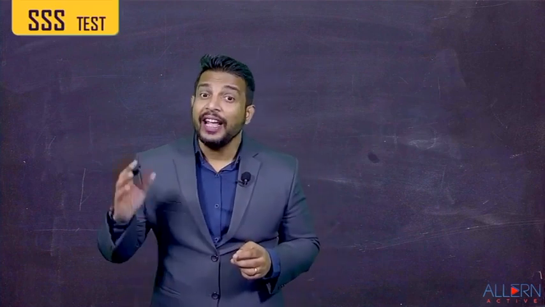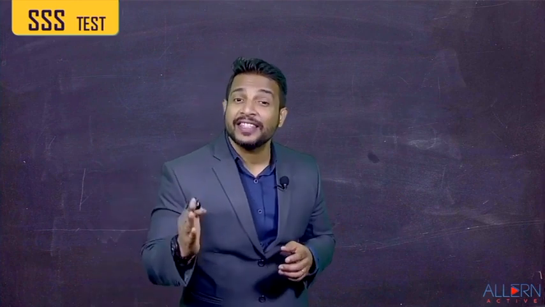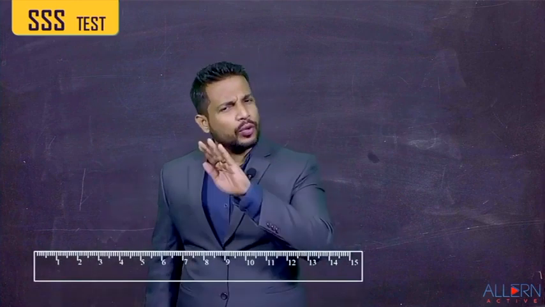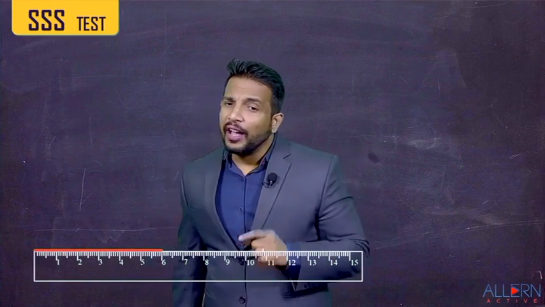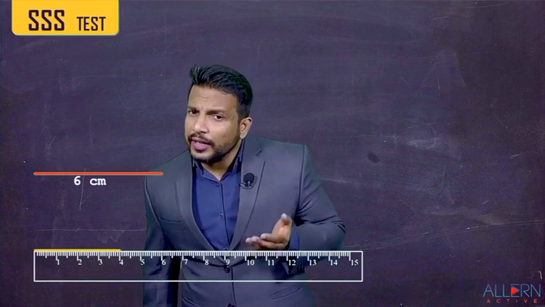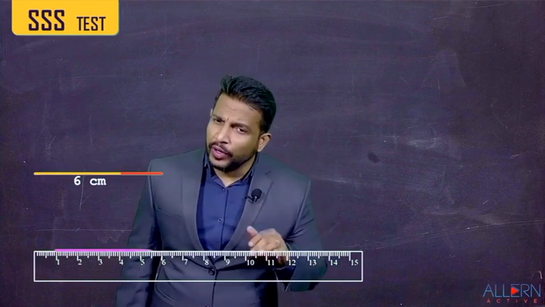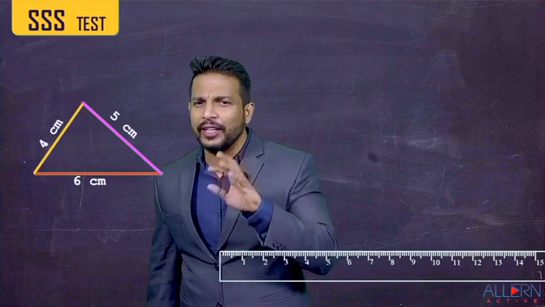As we had discussed, SSS is the side test of similarity. That means it's talking only about the sides. So let's say we consider a triangle here. We have the side here, right? One side 6 centimeter. We consider another side to be 4 and one more side here, now 5 centimeters. So we have constructed that triangle.